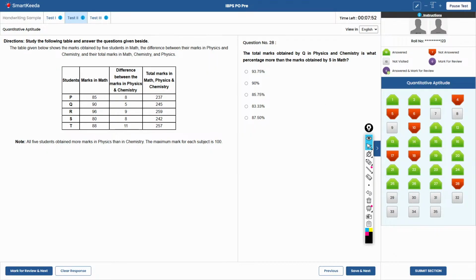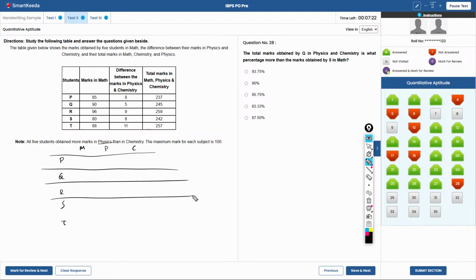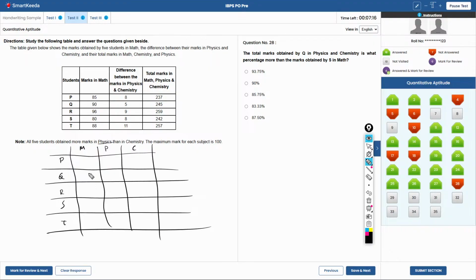Okay, a simple DI. Marks in maths, difference between marks. Okay, total marks. Okay, I think I have time. I don't, but I have to calculate all this. So P, Q, R, S, T, more marks in physics. So then maths, physics, chemistry. 85, 90, 96, 80, 88.